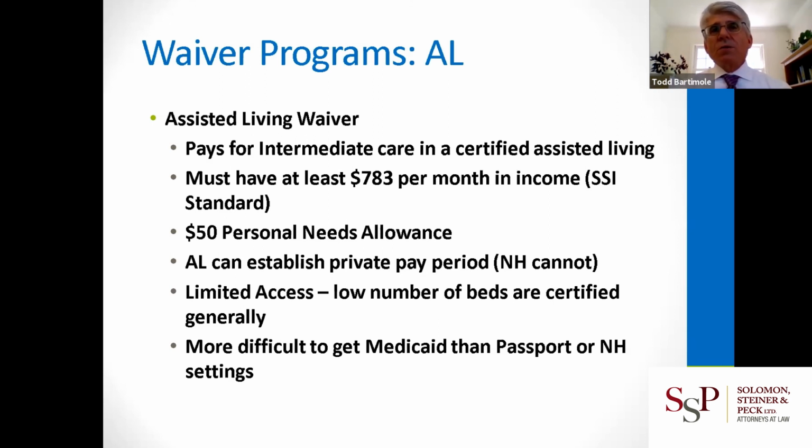So in order to be eligible for the assisted living waiver, you need to be in an assisted living that accepts the waiver, that actually has a bed that's been certified as a Medicaid waiver bed. You have to have a certain amount of income. You have to have $783 in income this year. If you have less than that, generally you can apply for supplemental security income or SSI, and you can reach that level. Generally, there is a $50 personal needs allowance, which means that once you go into the assisted living on Medicaid, you're going to get to keep $50 from your Social Security or pension or other income to pay for your personal needs. Okay, toothpaste, toothbrush.